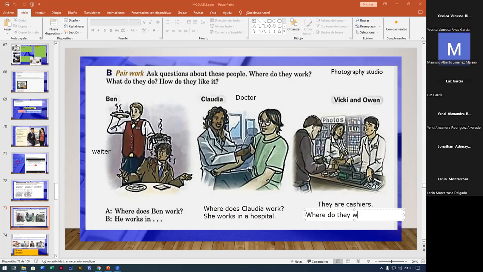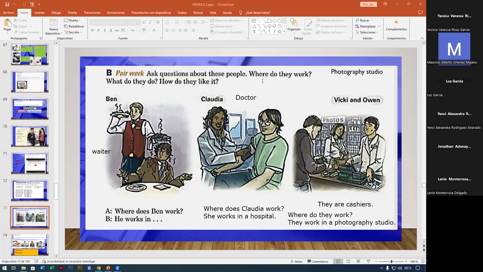They work in the photography studio. Excellent. That's good. They work in a photography studio. Tienda, teacher, store. Store. Correct. In a store. Is there another place? Exactly. That's another place. A store. In a general manner, right? Because you can also say clothing store, shoe store. So there are different products, but in general it's a store.